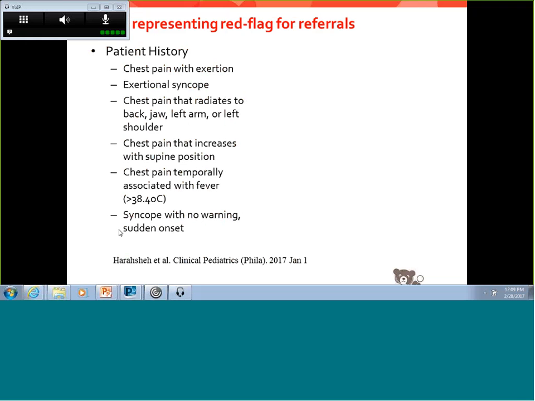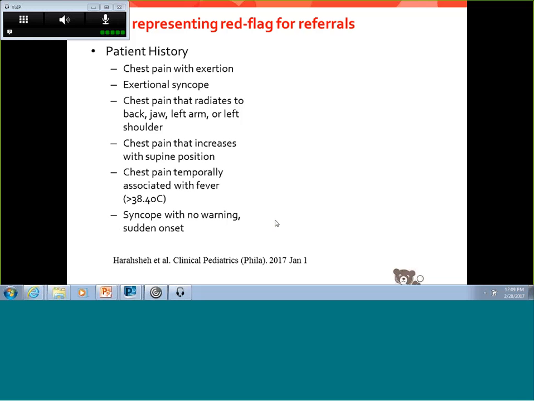Chest pain that radiates to the back, jaw, left arm, or left shoulder is a concerning chest pain and might indicate ischemia. Again, chest pain that's worse in the supine position might suggest pericarditis. If you have a fever, we might be dealing with myocarditis or pericarditis. And children who faint with no warning, with sudden onset, ought to be referred to cardiology.